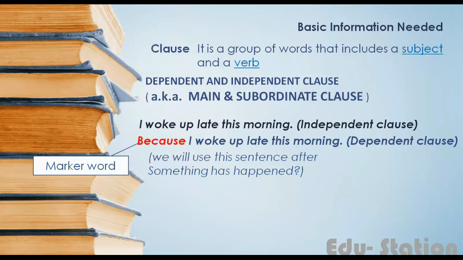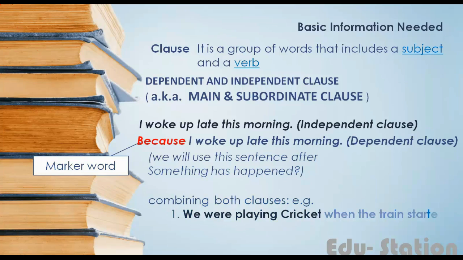A clause can be dependent because of the presence of a marker word. Here, because is used as a marker word. So we combine dependent and independent clause to make a complete sense. For example, we were playing cricket when the train started. If you work hard, you will succeed.